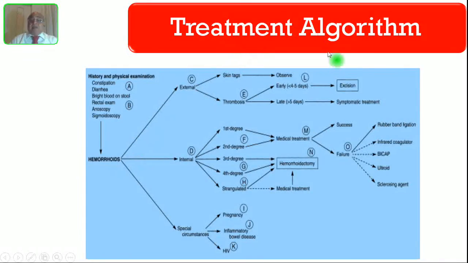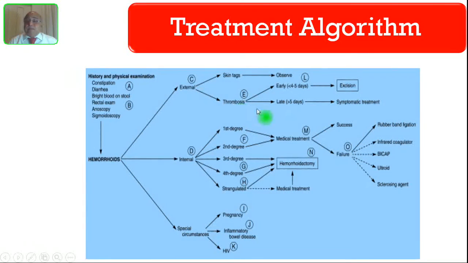So this is the treatment algorithm. For hemorrhoids, you have to do a thorough history and physical. The commonest cause is constipation, and the patient will present with bright red blood per rectum, and you must do a rectal exam, an endoscopy, and a sigmoidoscopy and colonoscopy also. Hemorrhoids may be external. If there are skin tags, you just have to observe. If you are having a thrombosed external pile mass, and it is an early case presented within 4 to 5 days, then you have to excise the thrombosed pile mass completely.